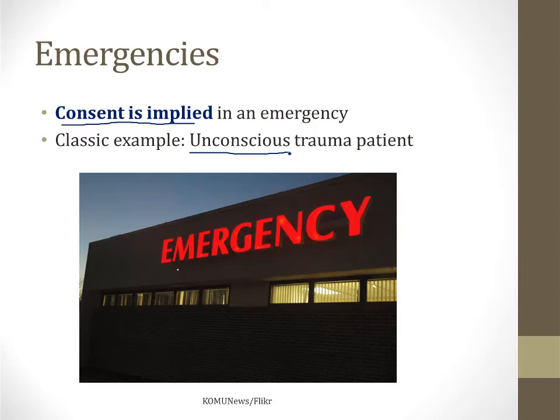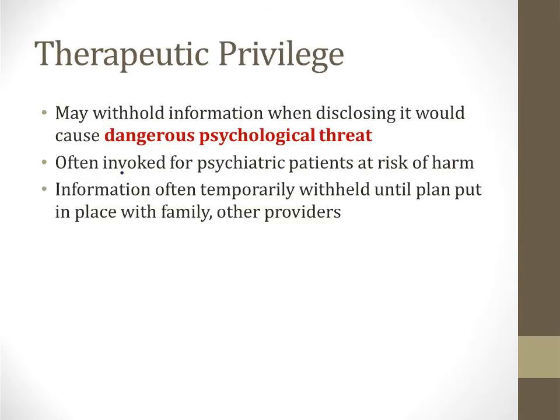But if there is no surrogate decision maker available and the patient is incapacitated and unable to give consent, it is okay to go ahead and treat the patient because consent is implied. Therapeutic privilege is another potential exception to informed consent. Therapeutic privilege refers to the privilege of a treating provider to withhold information when disclosing it to the patient would cause a dangerous psychological threat.